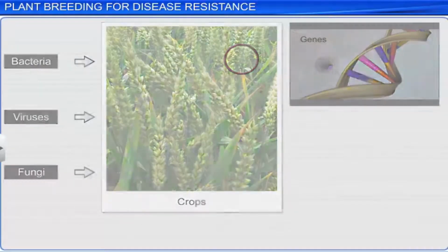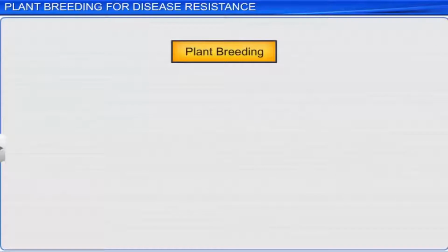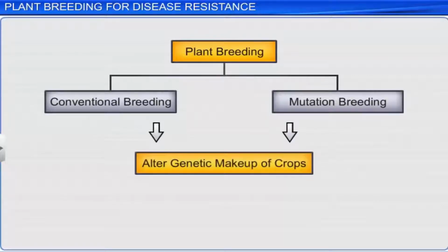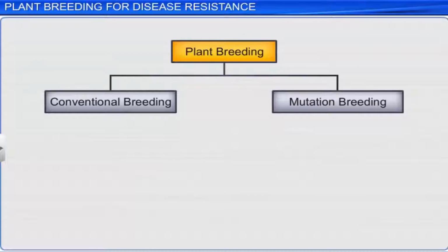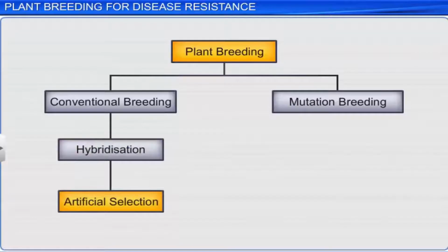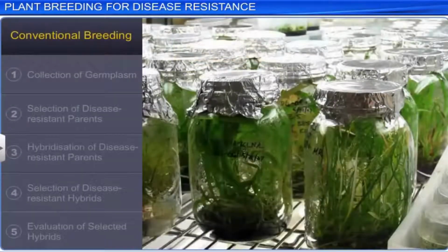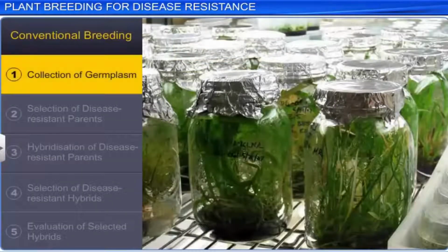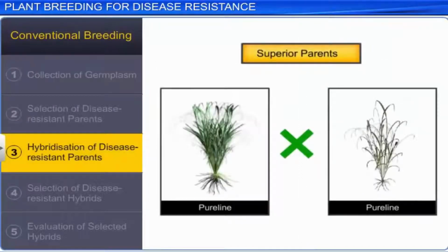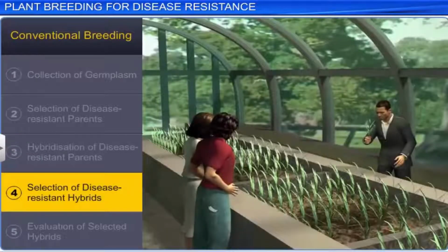The genetic makeup of crops can be altered using plant breeding techniques like conventional breeding and mutation breeding. Conventional breeding involves hybridization and artificial selection. It involves several steps that include collection of germ plasm, selection of disease-resistant parents from germ plasm, hybridization of the disease-resistant parents, selection of disease-resistant hybrids, and evaluation of the selected hybrids.